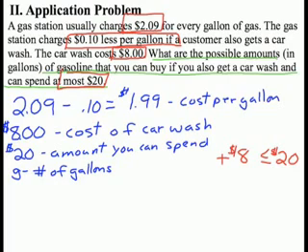Well, the $8 car wash is a fixed cost. You pay $8 one time. That's a one-time fee. Now, the number of gallons that we buy is G, and the cost per gallon is $1.99. So that would be $1.99 times G.